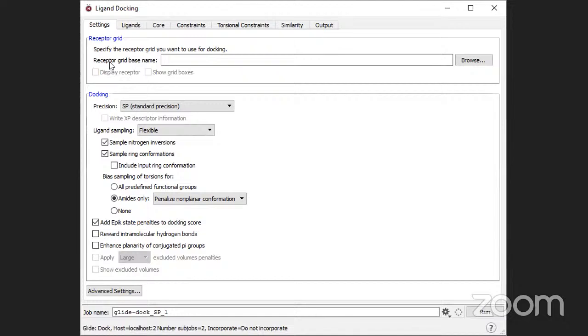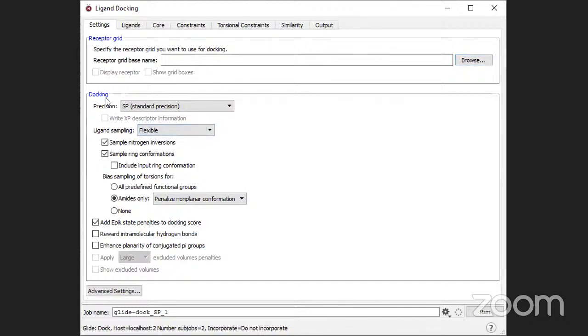Here you can see the first option is receptor grid base name. That means in the third step, we have generated one grid, right? Third step is grid generation. First step is protein preparation. Second step is ligand preparation. Third step is grid generation. That means we have generated one active site containing grid. That grid we need to browse and select.